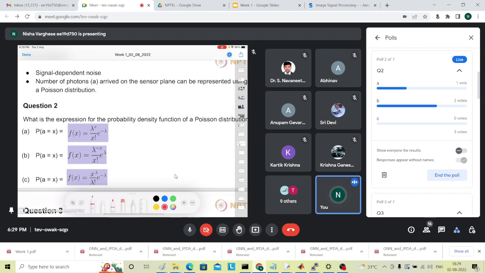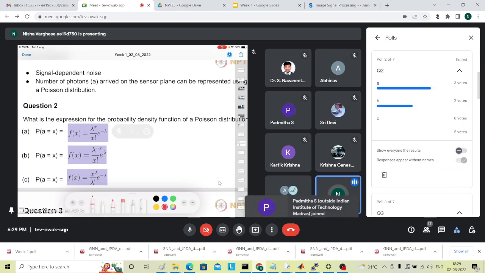These types of questions will come in the NSEM, though the questions will obviously be tougher. It is a straight question: the probability distribution of a Poisson distribution. I'll end the poll now. The answer is the first one: f of x is equal to e raised to minus lambda, lambda raised to x by x factorial.